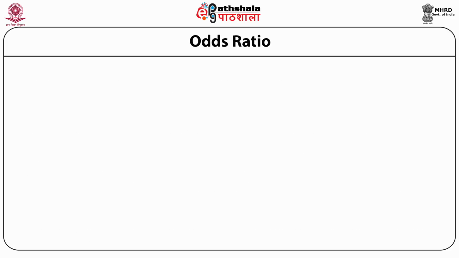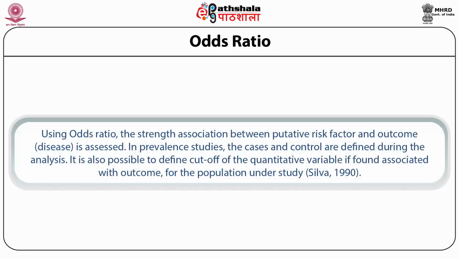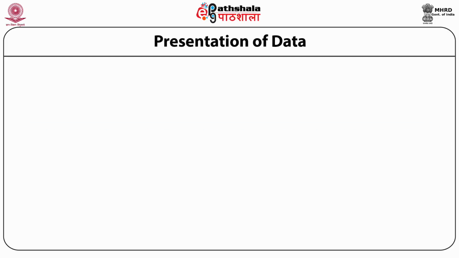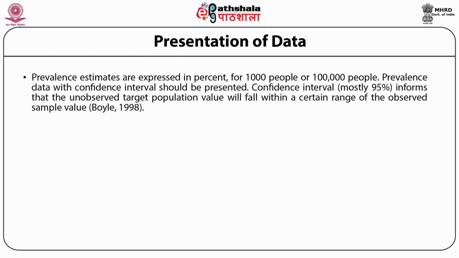Odds ratio. Using odds ratio, the strength of association between a putative risk factor and outcome is assessed. In prevalence studies, the cases and controls are defined during the analysis. It is also possible to define cutoffs of the quantitative variable if found associated with outcome for the population under study. Presentation of data. Prevalence estimates are expressed in percent, per 1,000 people or 100,000 people.